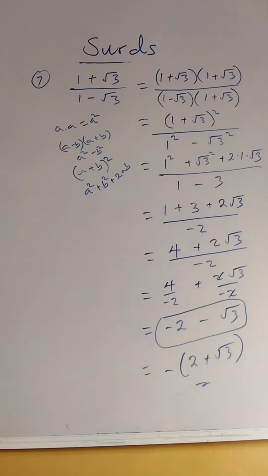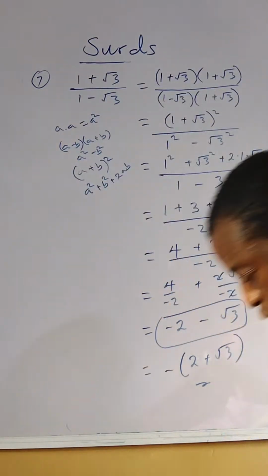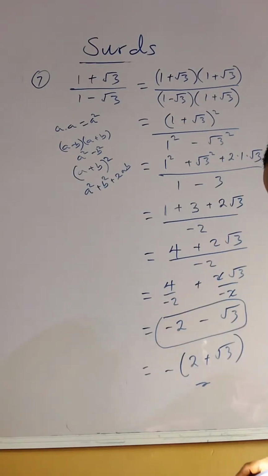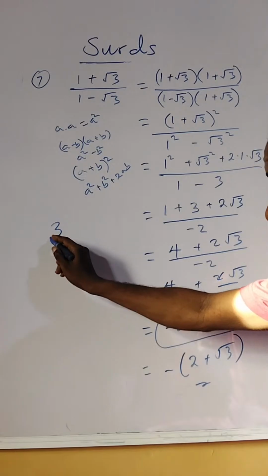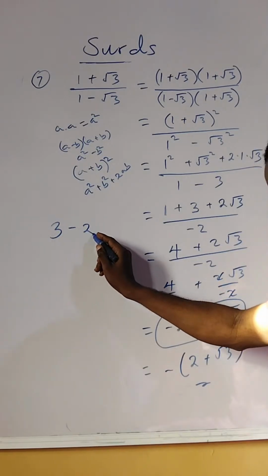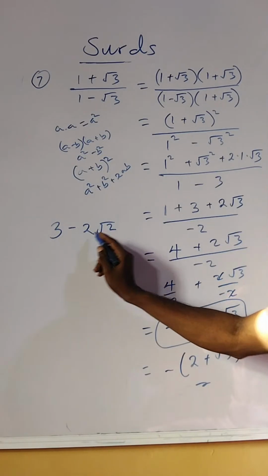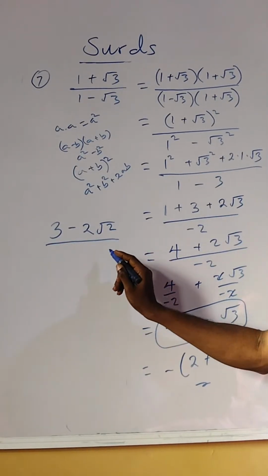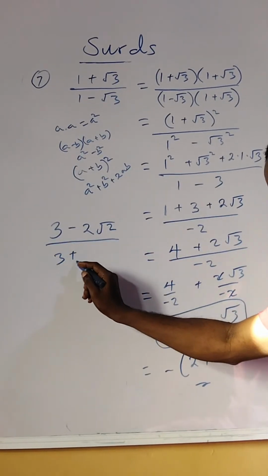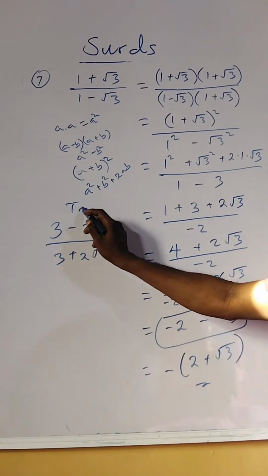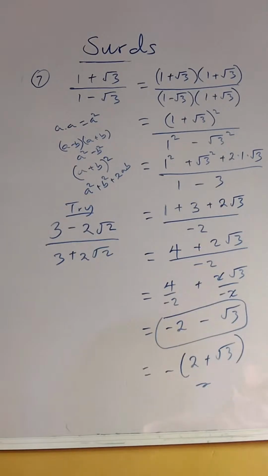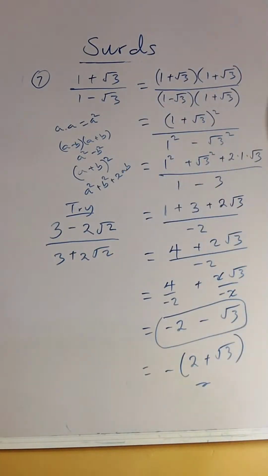Okay. So before we continue, you can try this and see if we get it right. 3 minus 2 root 2 divided by 3 plus 2 root 2. So try and solve this.